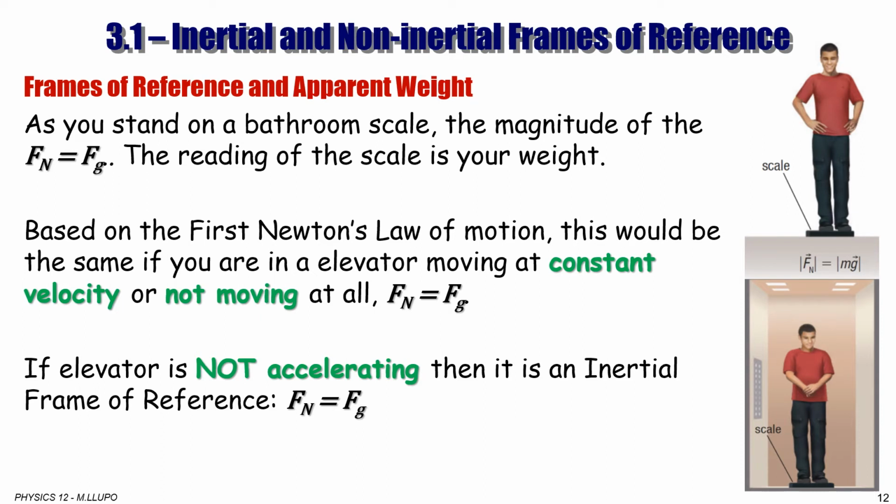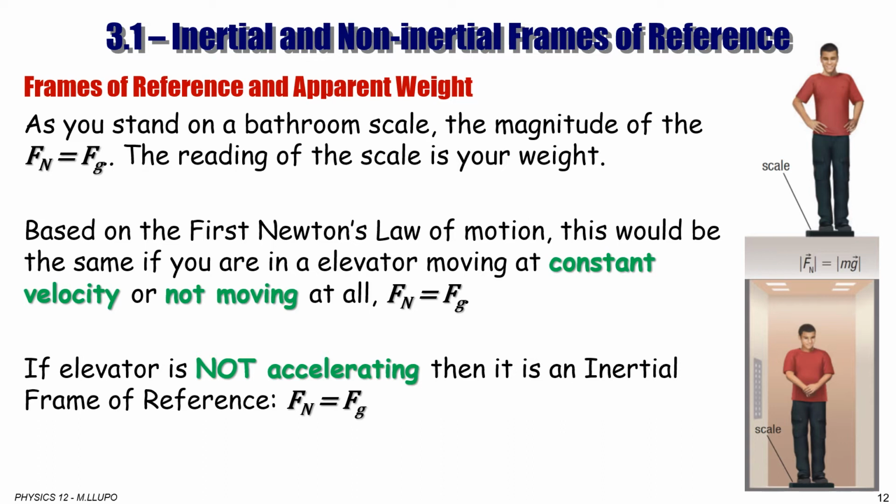Now let's see the apparent weight from the frame of reference. As you stand on a bathroom scale, the magnitude of the force of gravity is cancelled by a normal force. So we can say the normal force is equal to the force of gravity. So the reading on a scale is your force of gravity, your weight. Based on Newton's first law of motion, this would be the same if you are in an elevator moving at a constant velocity or not moving at all. So the normal force has to be equal to the force of gravity.